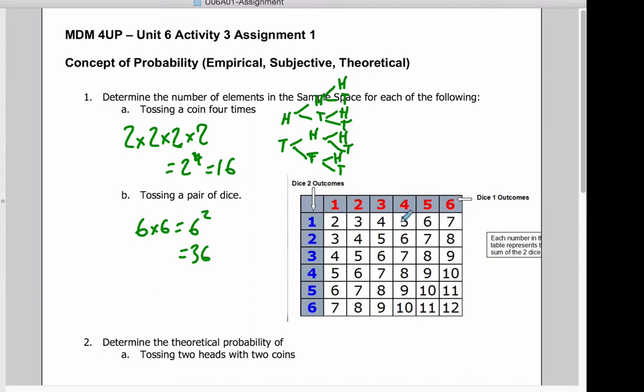And you can see that we've got a 6 by 6 grid of all the possible outcomes when you throw 2 dice. And so if you're going to toss 3 dice, then it would be 6 to the 3, which would be 216 possible outcomes.